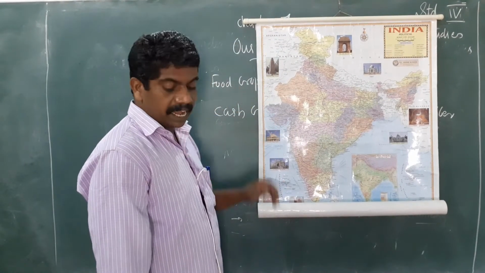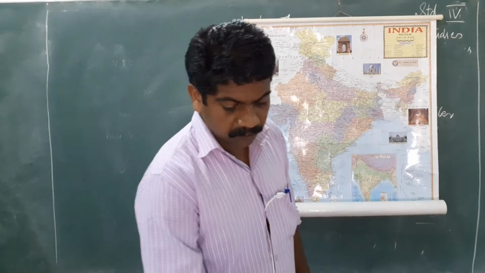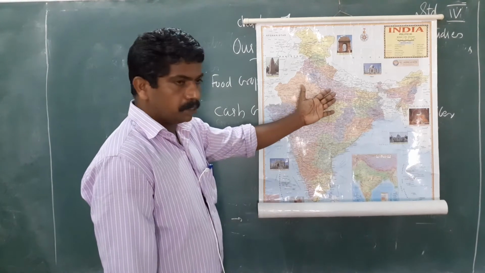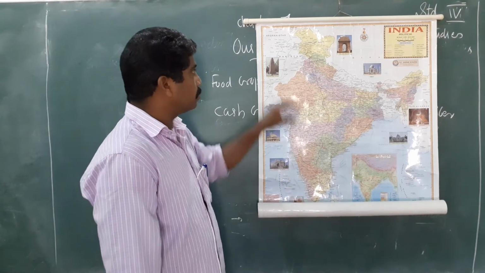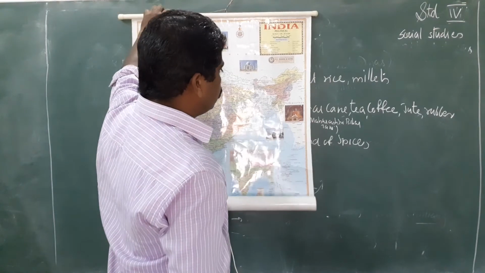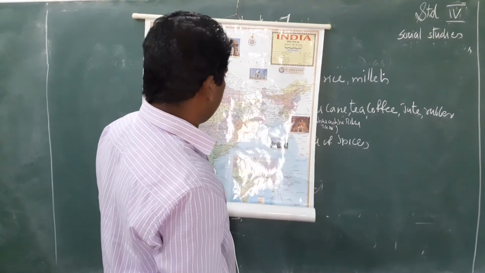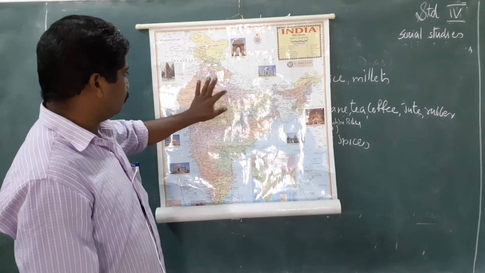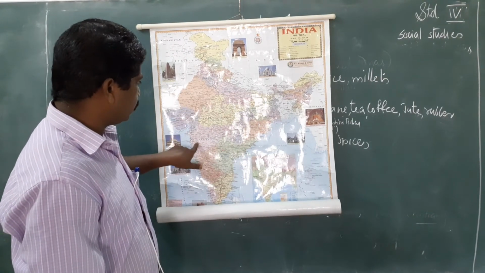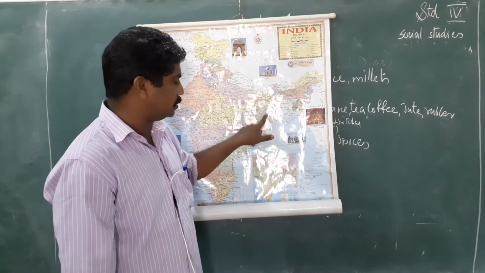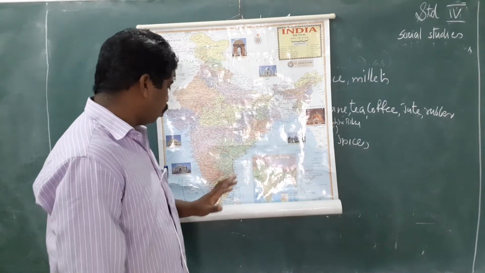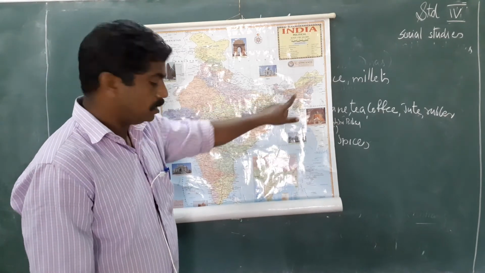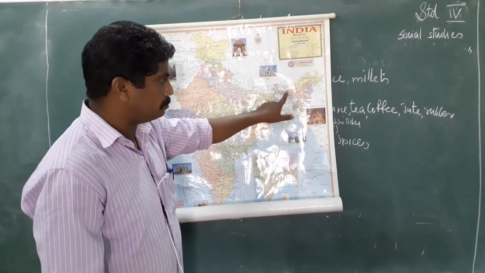Then we study different cash crops. Sugarcane is mostly grown in Uttar Pradesh, Maharashtra and Bihar. Tea is grown in Kerala and Assam.